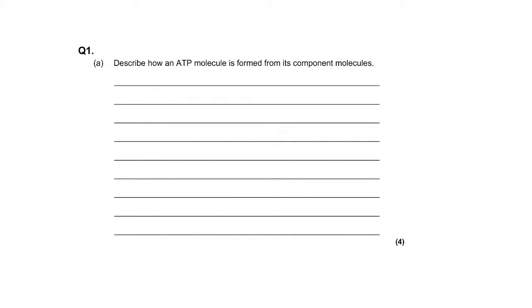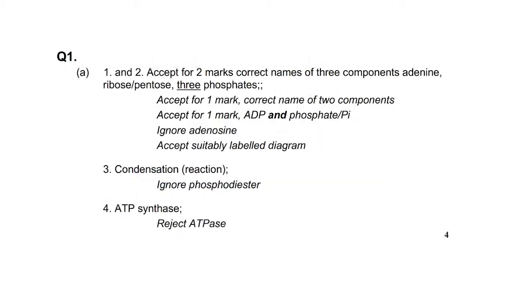Describe how ATP is formed from component molecules. So it's talking about what it's made up of: the idea of adenine, ribose sugar, and then three phosphates. How those phosphates are joined is by a condensation reaction, so the loss of water. I think that's it. And the enzyme used is ATP synthase.